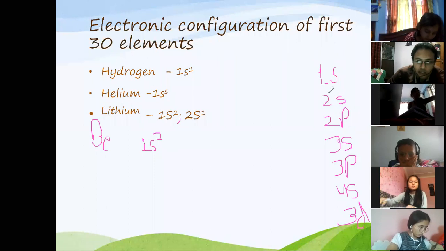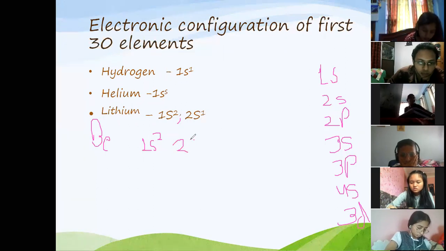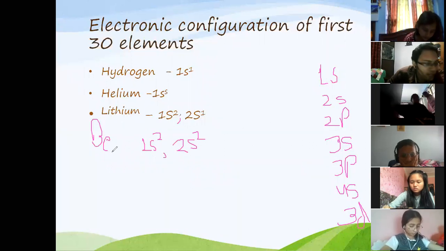You can see the order here, the order of energy. After 1s comes 2s. 1s2, 2s2. Okay, that's the answer for beryllium. That comma should be there. Okay, after beryllium comes boron.